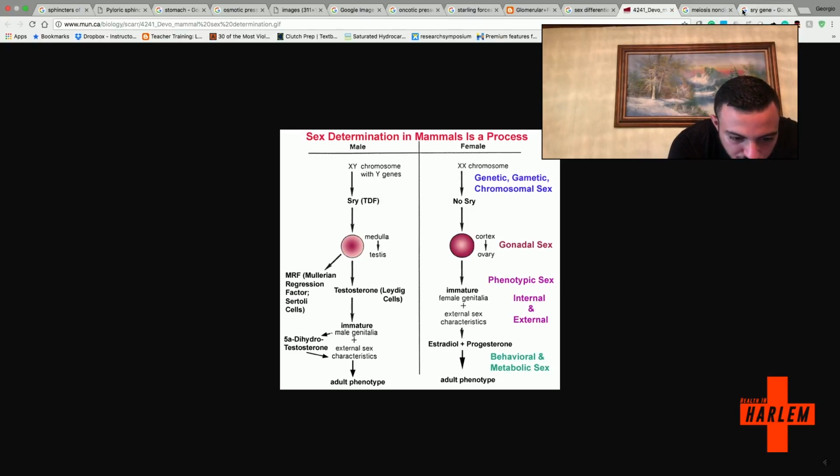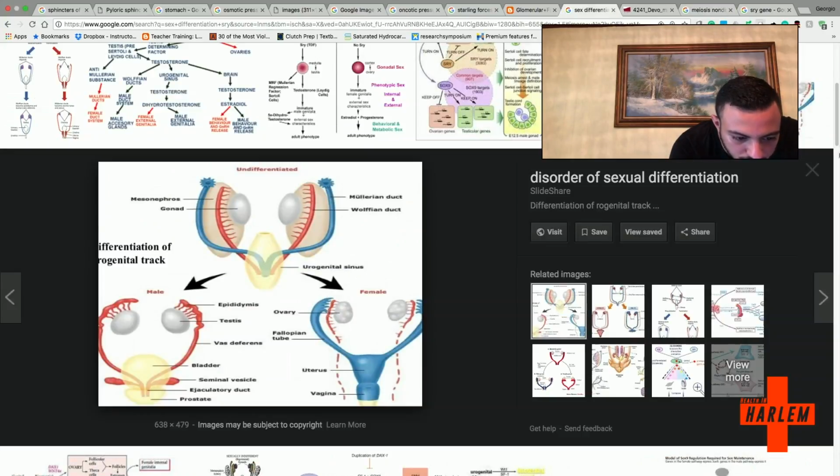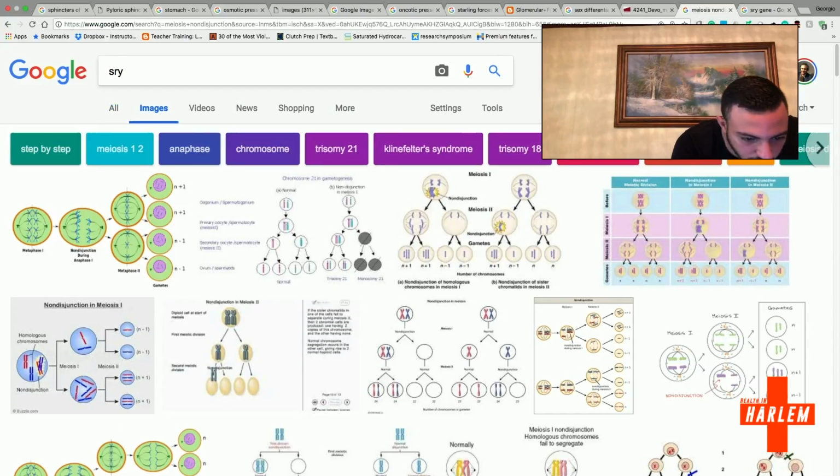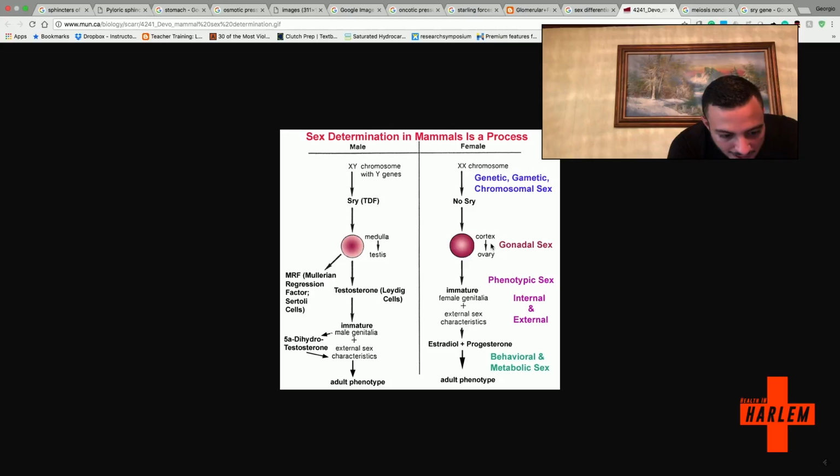So in an undifferentiated state, both of the reproductive structures, internally and externally, are going to look the same. You have gonads, and you have these Wolffian ducts and the Mullerian ducts. And based on the differentiation process, you are either going to develop the male reproductive urogenital tract, or you're going to develop the female one. And so the internal and external structures will develop as a result of that and differentiate. So no SRY means that you're going to continue through the female route. So now you are having a gonadal sex that's going to lead to the development of ovaries instead of testes.